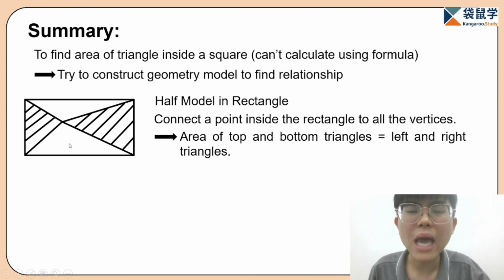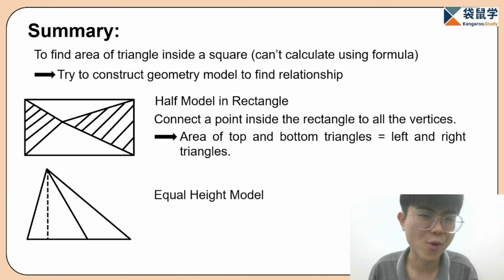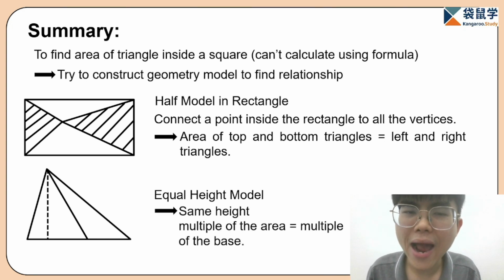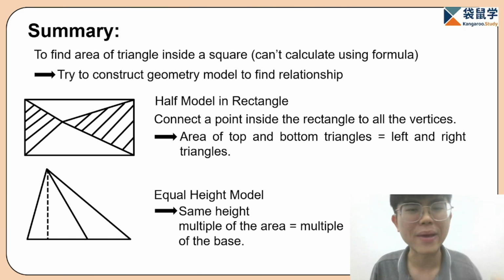The next model that we have found is as shown in the figure below, which is what we call the equal height model. For triangles of the same height, the multiple of the area between the two triangles is the same as the multiple of the base.